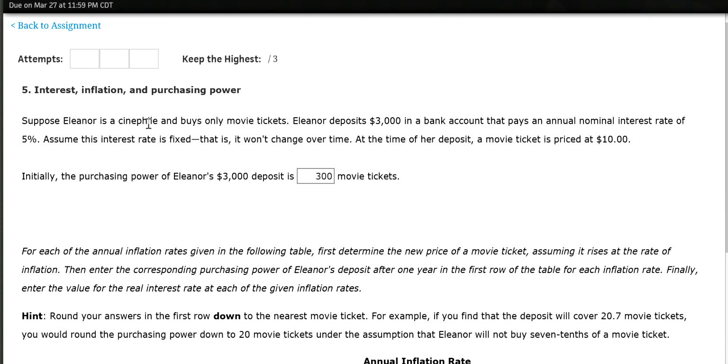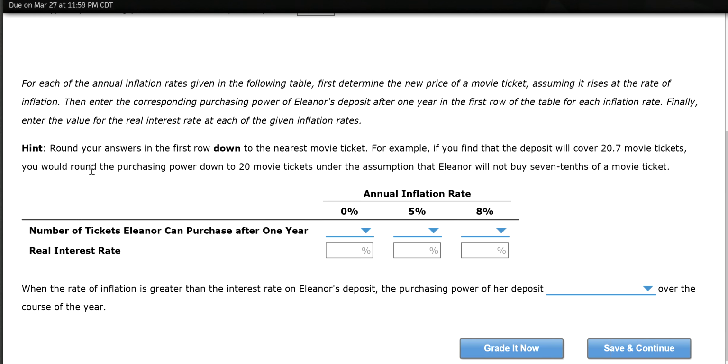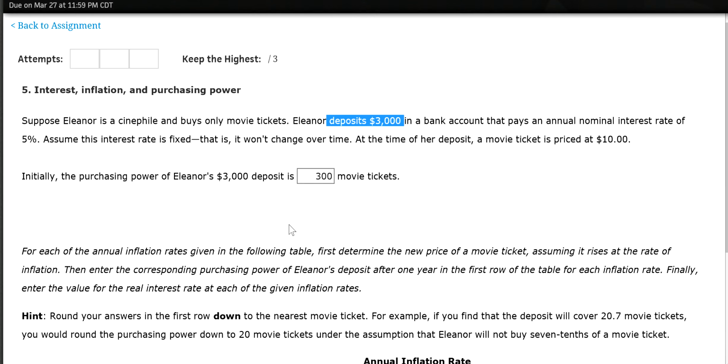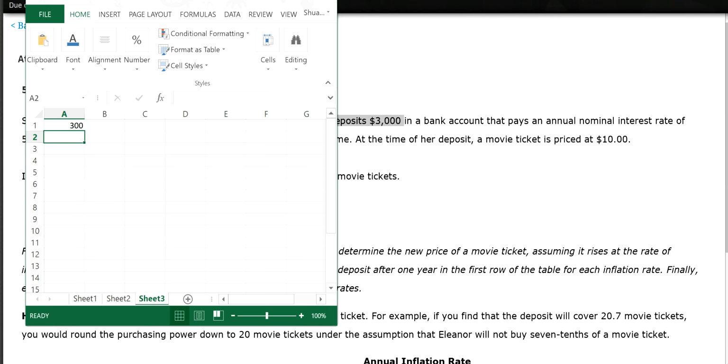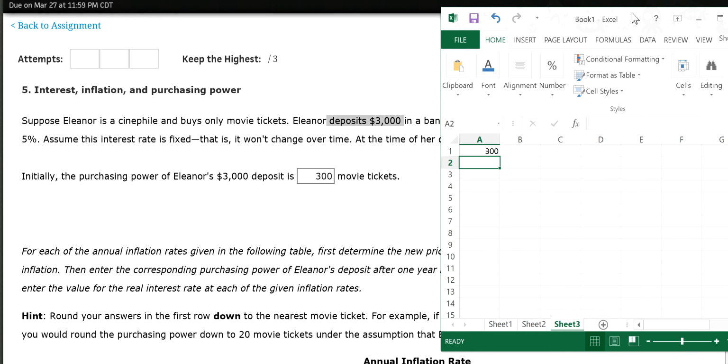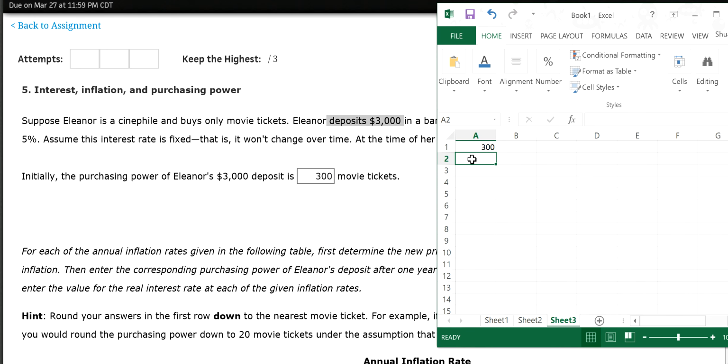So now look at this one, guys. The deposit is $3,000, and there is an interest rate in the bank, so it earns a 5% interest rate. The first question is asking, how many tickets can Eleanor buy after 1 year? So after 1 year, let's first find out how much money she will have after 1 year of deposit.